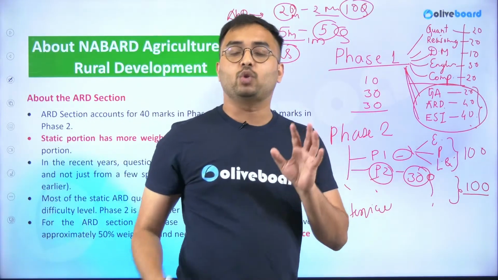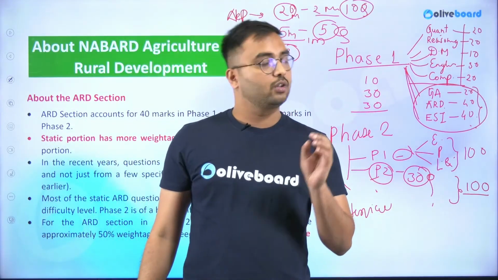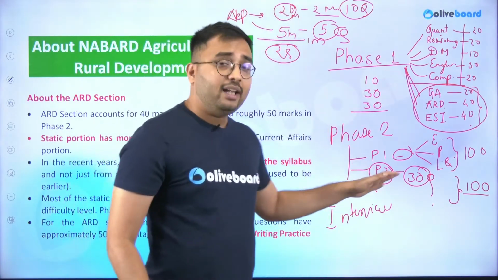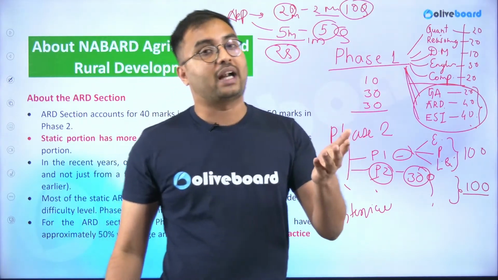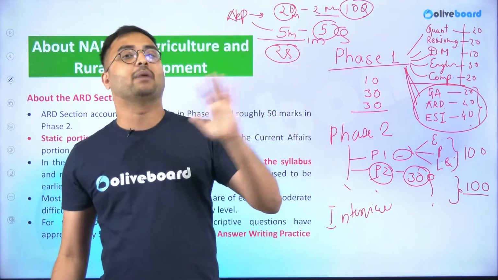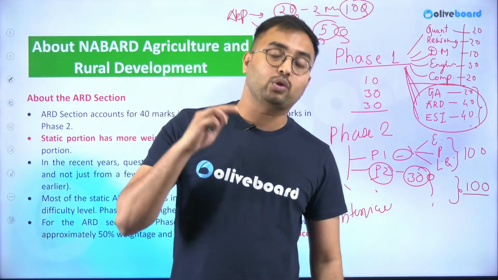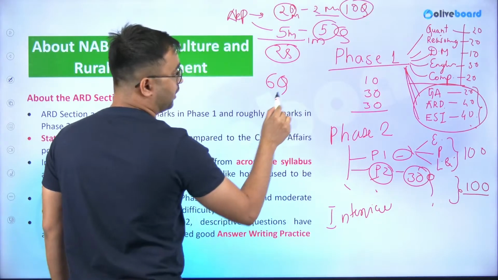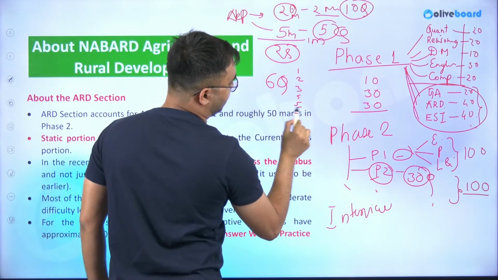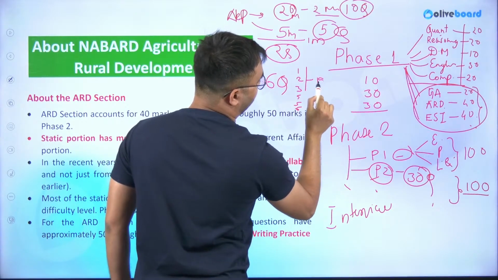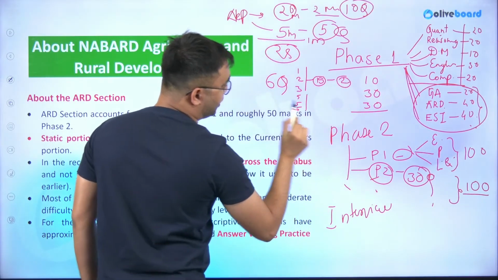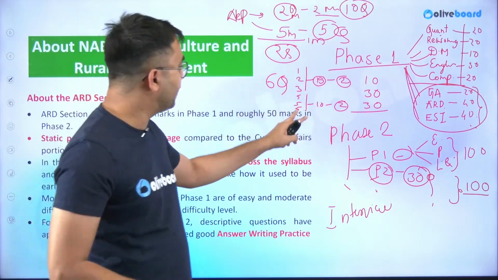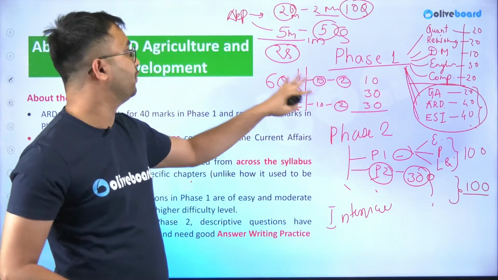In the descriptive part, you will be given a total of 6 questions: 3 questions of 15 marks and 3 questions of 10 marks. You have to write any 2 out of the 3 fifteen-mark questions, and any 2 out of the 3 ten-mark questions. So 15 plus 15 is 30, and 10 plus 10 is 20, and 30 plus 20 is 50.